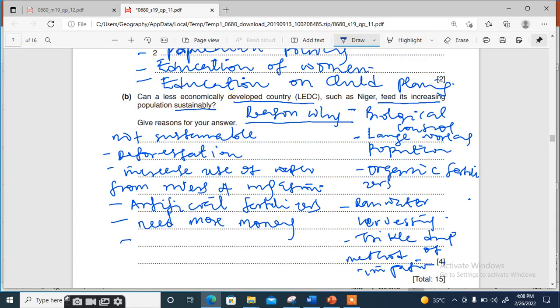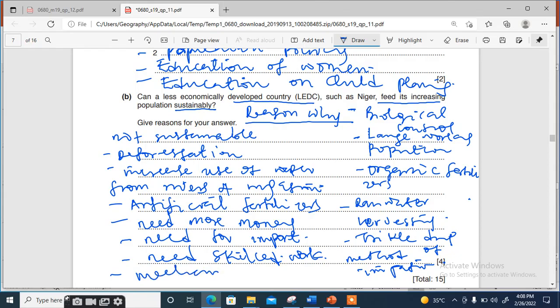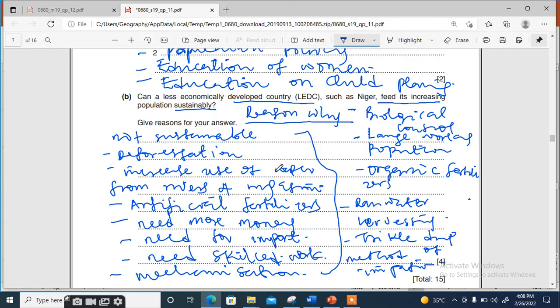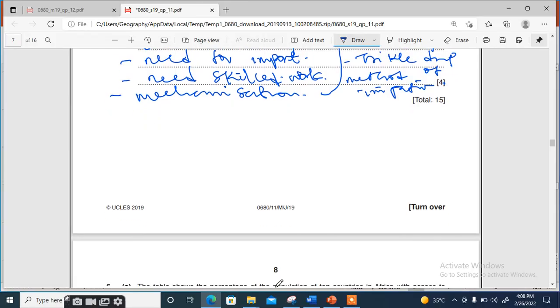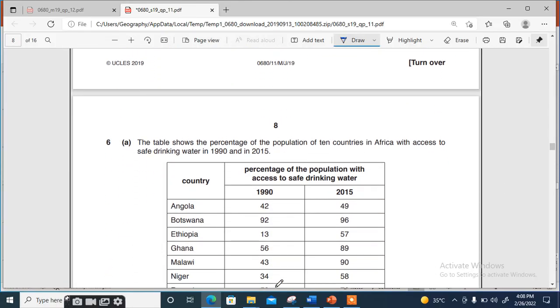They need to import, and they don't have money to import in the first place. They also need skilled workers. They need mechanization methods. So all this will not make it sustainable because it will harm them, but all this can make it sustainable. So you can just argue from both sides, a formal equation. If you remember to give 2 or 3 points from each side, I think you should get your full answer.